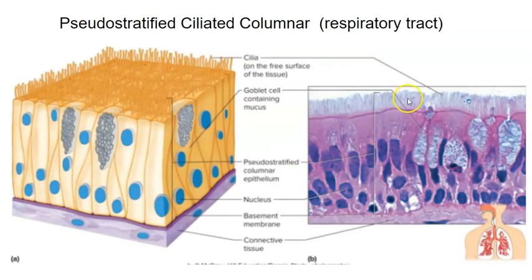Here's another image. You can see the cilia up here. It looks stratified again, but a closer examination would reveal these are all in contact with the basement membrane. So this is pseudostratified ciliated columnar. Again, from the lungs.